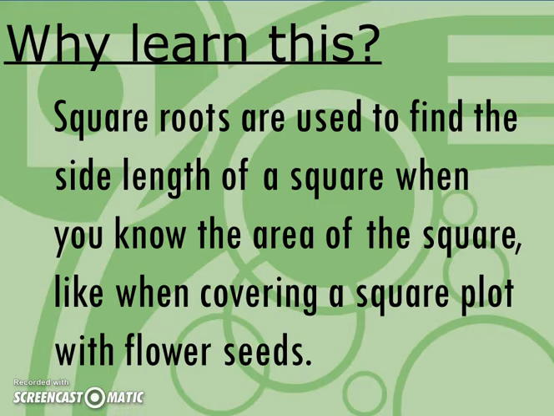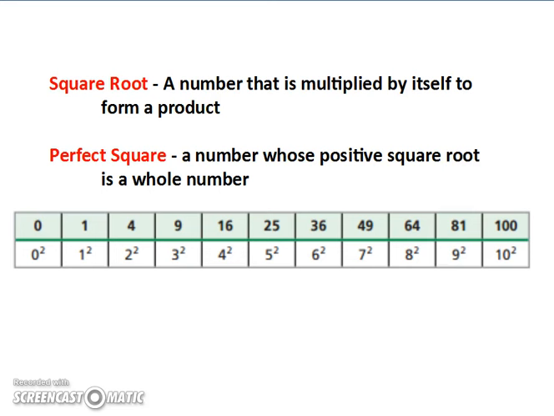Why learn this? Square roots are used to find the side length of a square when you know the area of the square, like when covering a square plot with flower seeds. A square root is a number that is multiplied by itself to form a product. A perfect square is a number whose positive square root is a whole number.